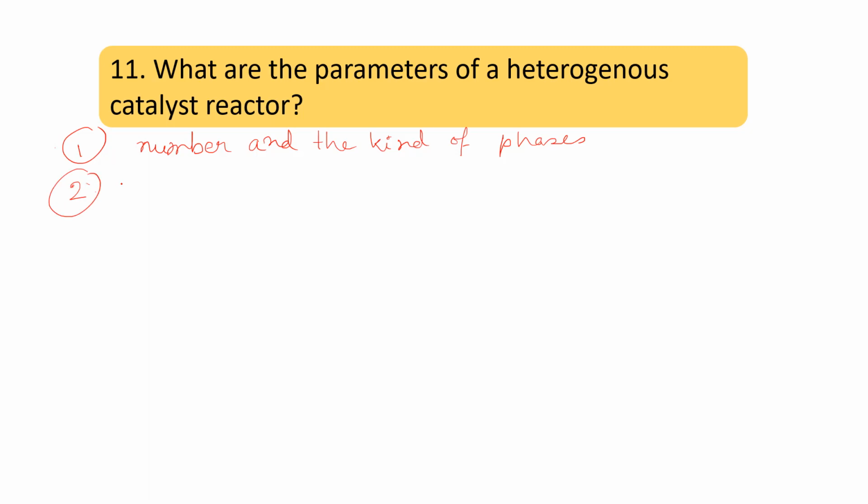The second one is the mixing and contact patterns. How the reactant is mixing with the heterogeneous catalyst is to be noted here. Okay, so how it can come in the co-current method, counter current method, or the cross current method. Based on these three types of methods, we can choose the mixing and contact patterns.